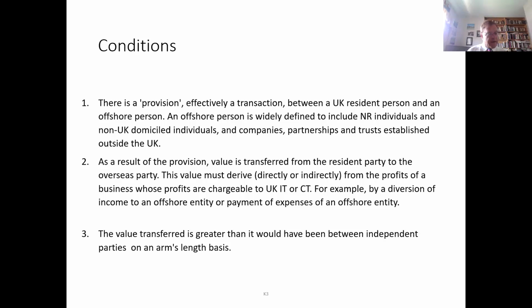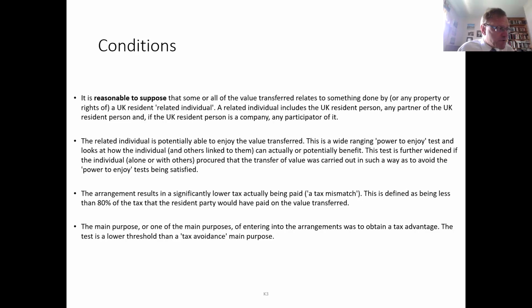What you've got here is a very wide element. If I own an entity overseas or have an interest in an entity in the UK, and there is a transfer of income from the UK to the overseas entity, either directly or indirectly, and it is reasonable to suppose that I enjoy that element, in other words, I can enjoy the profits from the overseas entity and get the tax benefit, then potentially that comes within the profit fragmentation rules.